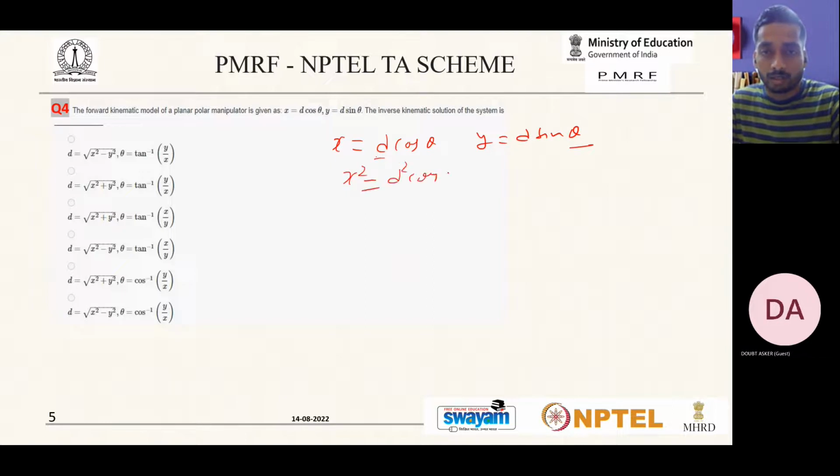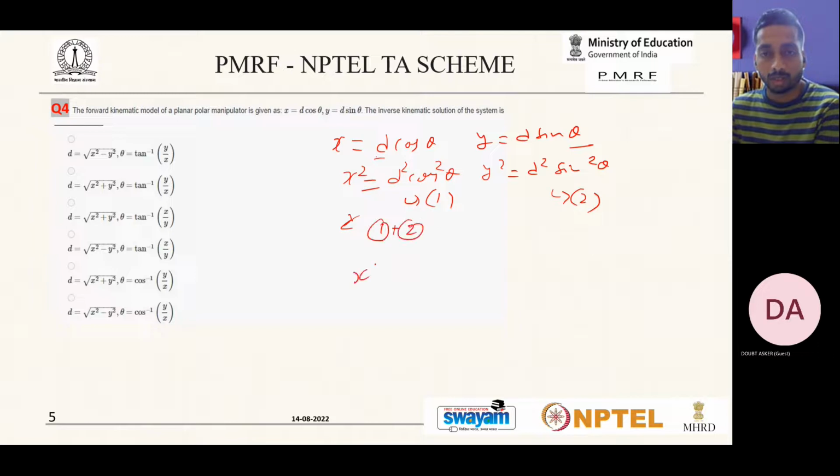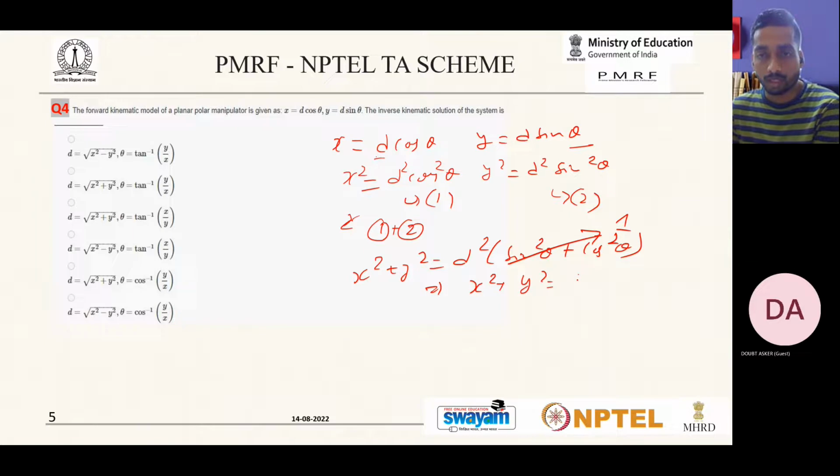We'll get d square cos square theta, and y square equals d square sine square theta. Right. So if you do this, what we'll get? Try to do. So these are the two equations. If you add equation 1 and 2, what we'll get? x square plus y square equals d square into sine square theta plus cos square theta. Now this is equal to 1. So we have x square plus y square equals d square.